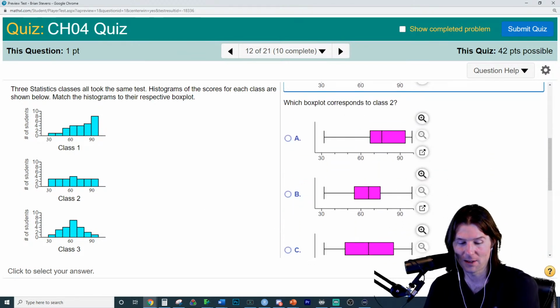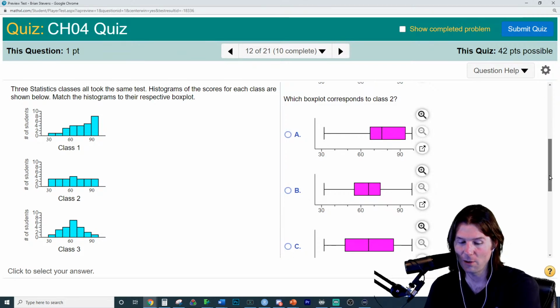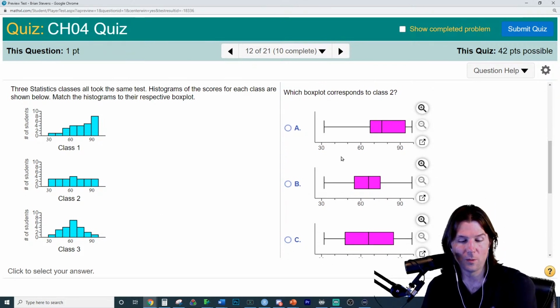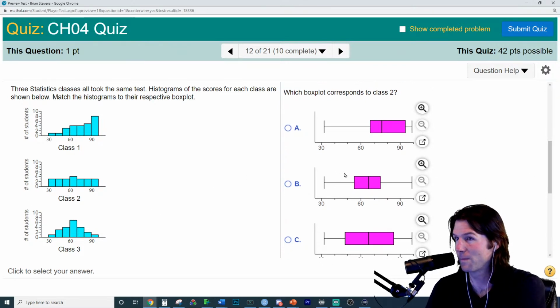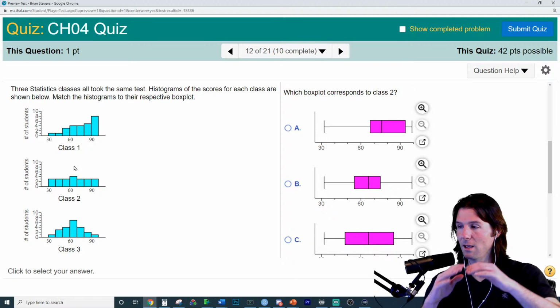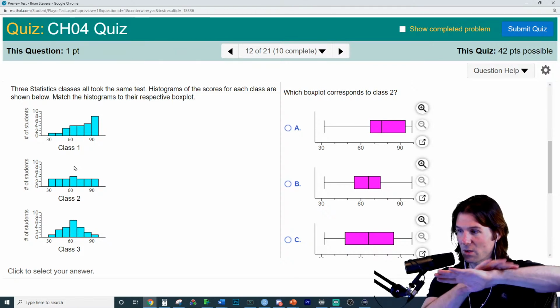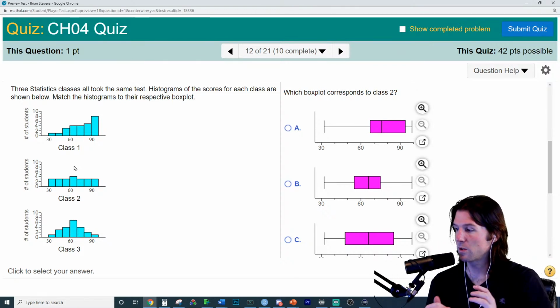The next question asks, which of these goes for class 2? So here's where people might get confused on this one. Class 2 versus class 3, which of these is more spread out? Think if you were to take one and smash it out and spread it out more, or push one together, which one's more spread out? Class 2 is more spread out.